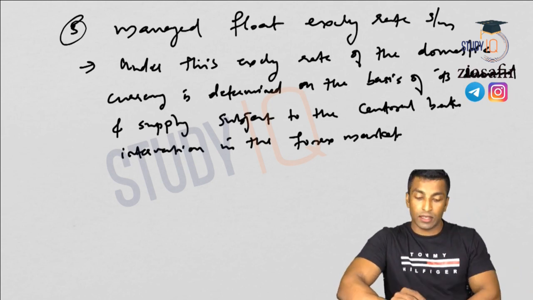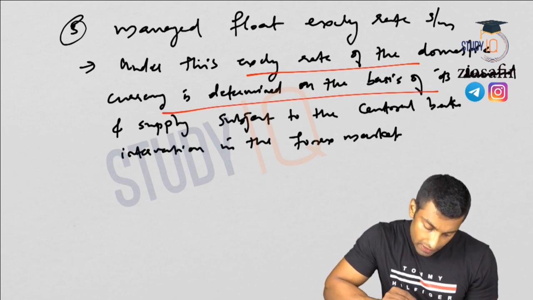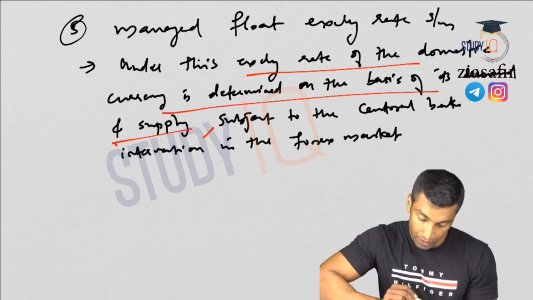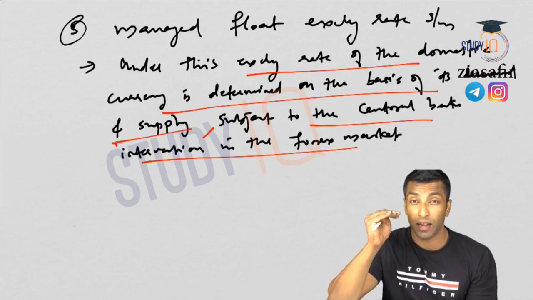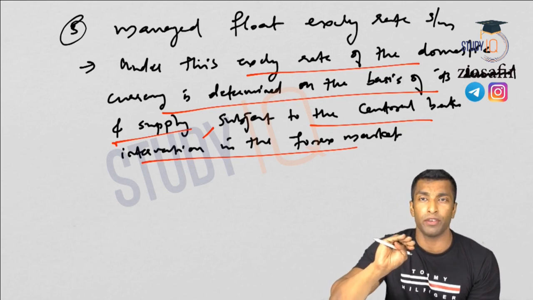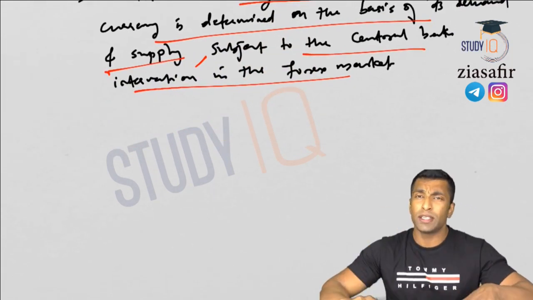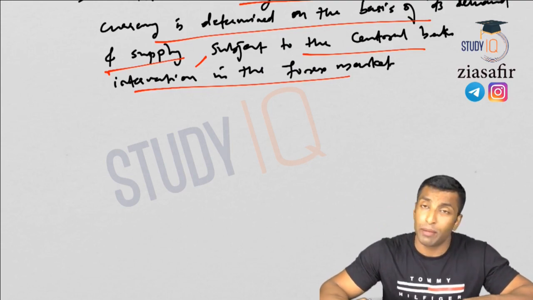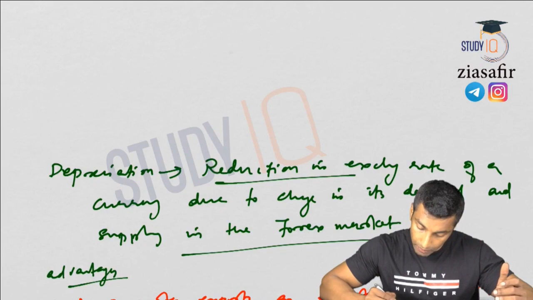forex market. See, what is the difference from the floating system here? This much is the same, determined on the basis of demand and supply. From here, it is subject to the central bank's intervention. So RBI will interfere. That means it's not completely floating. RBI will interfere in case there is a problem. Okay. So it is again based on demand and supply. Who creates demand, who creates supply, all those things we have actually discussed. So it is similar to this only.